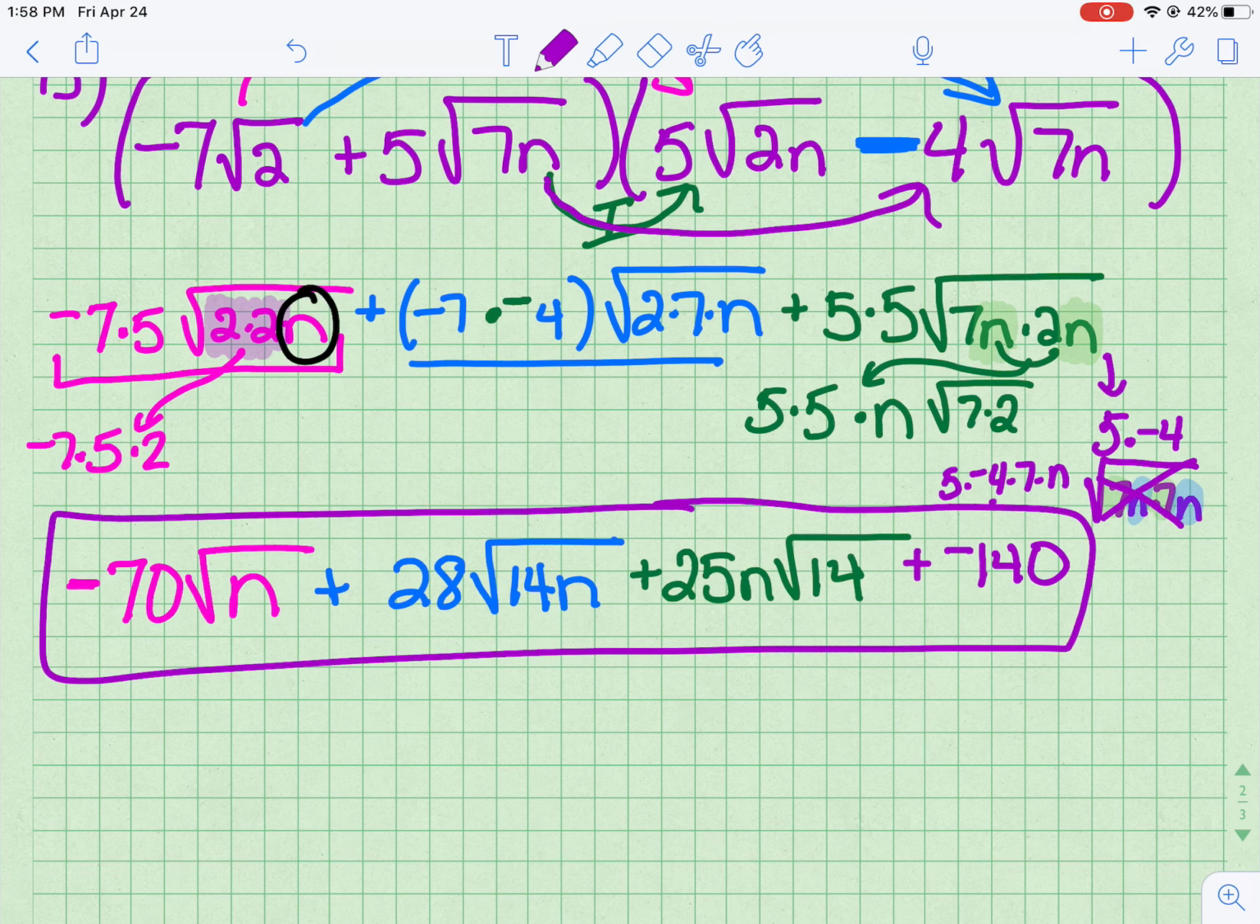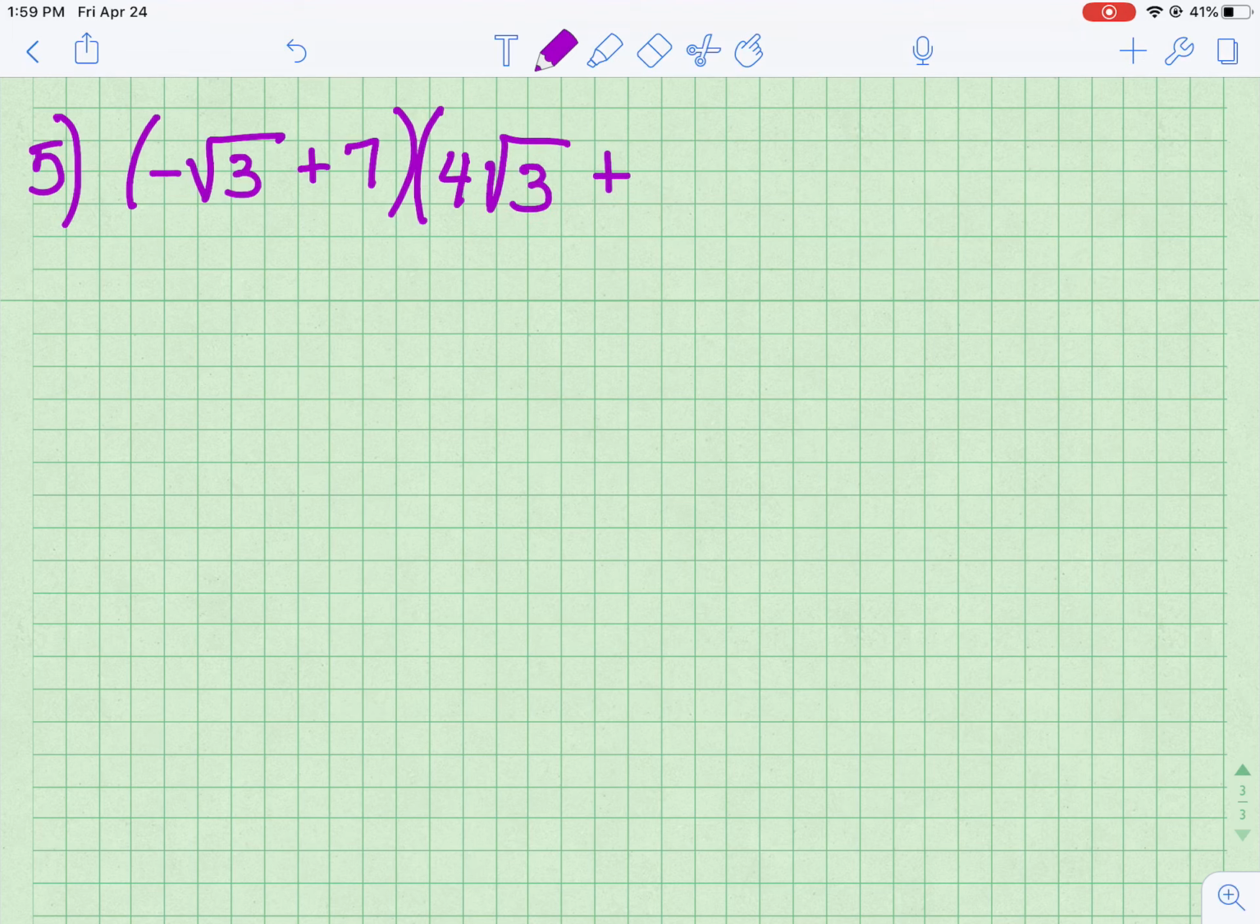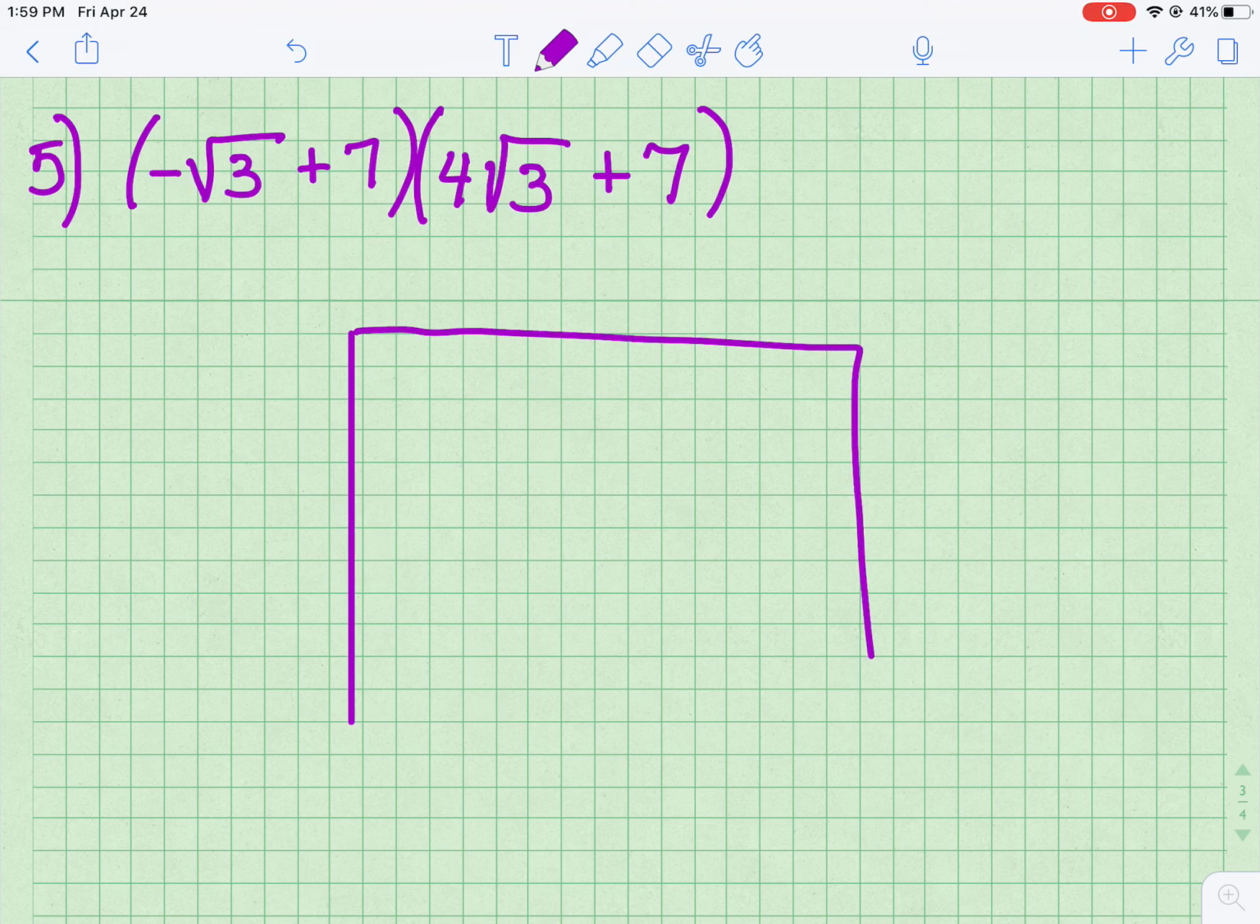And I have a question on 5. Okay, so let's do 5. All right, number 5 is negative root, parenthesis, negative root 3 plus 7, close parenthesis, parenthesis 4 root 3 plus 7. Okay, I'm going to do the box method, and then if you want, I can do the FOIL method too. So let's start with the box. We need a 2 by 2 here because it's a binomial times a binomial.